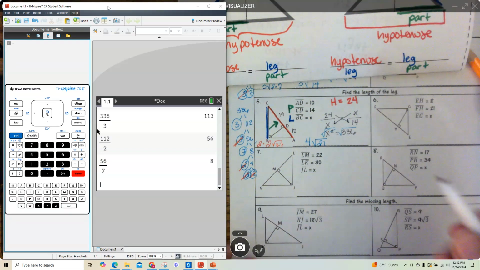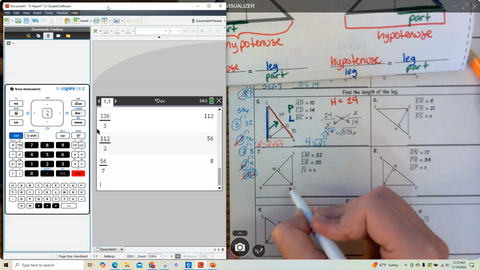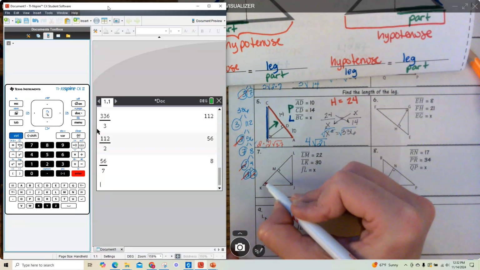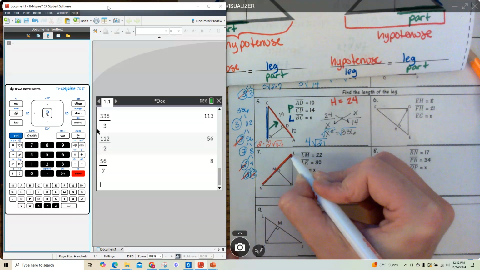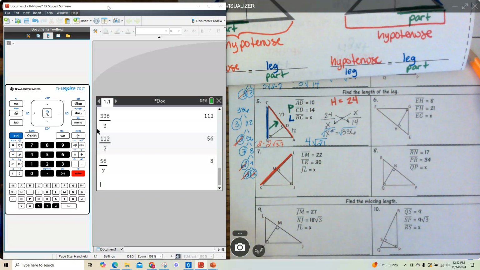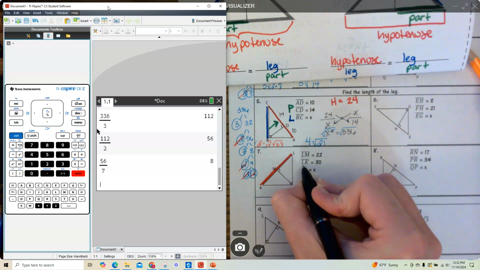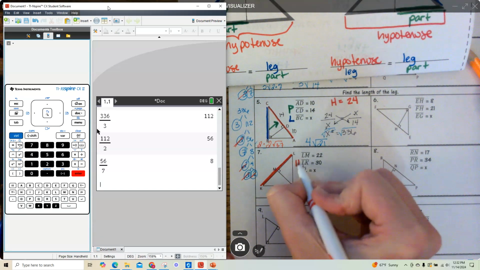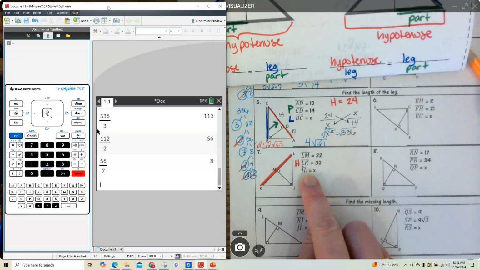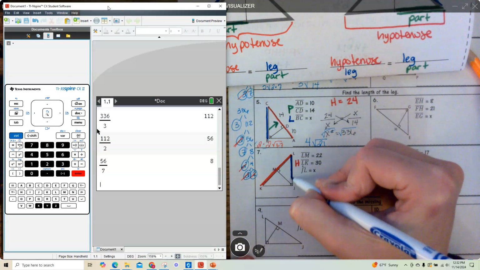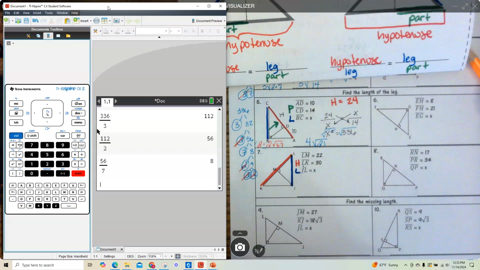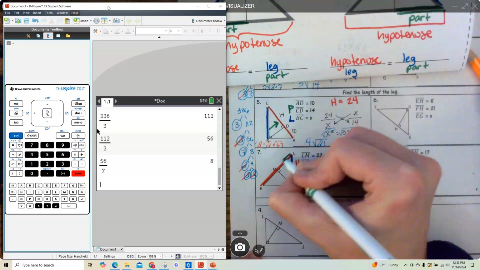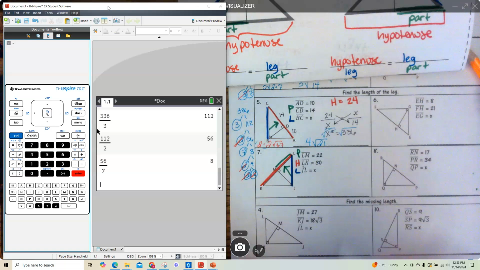Need a hypotenuse. So here's the right angle. That means KL is the hypotenuse. Do they give me the measure of KL? You can measure above. Okay, so LK, yeah, so that's it. That's the hypotenuse then. JL is the X. JL is a leg. And then the only other piece I have is LM. LM is here, so that has to be the part.